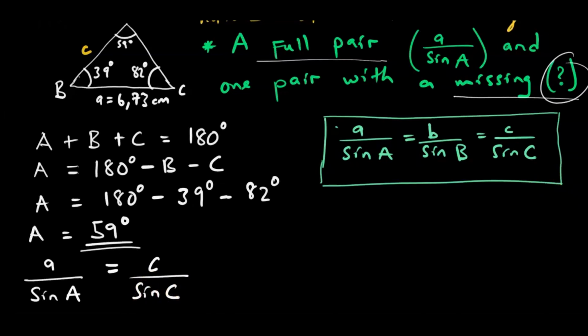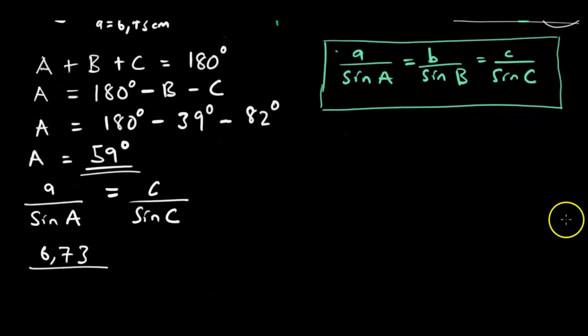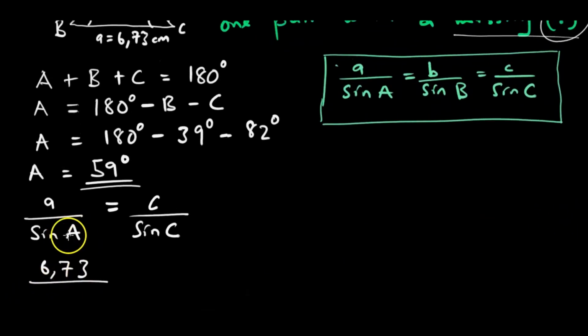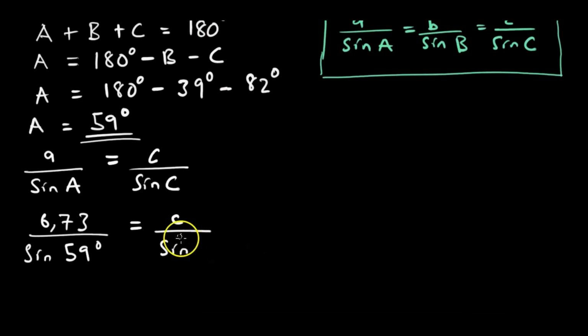All right, let us now substitute. Talking of substitution, A is 6.73 over what? What is the sine of A? This A is which angle? This is the sine of 59 degrees. This is equal to C, which we are looking for, over the sine of what is C? C is 82 degrees. 82 degrees, like this. You see, it's as easy as this.